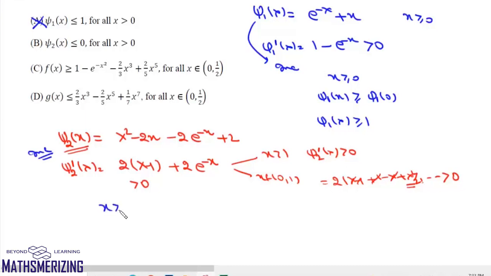So if x is greater than or equal to 0, then psi of x is also greater than or equal to psi of 0, and psi of 0 is 0. So this is always greater than or equal to 0. So that means this option B is also incorrect.